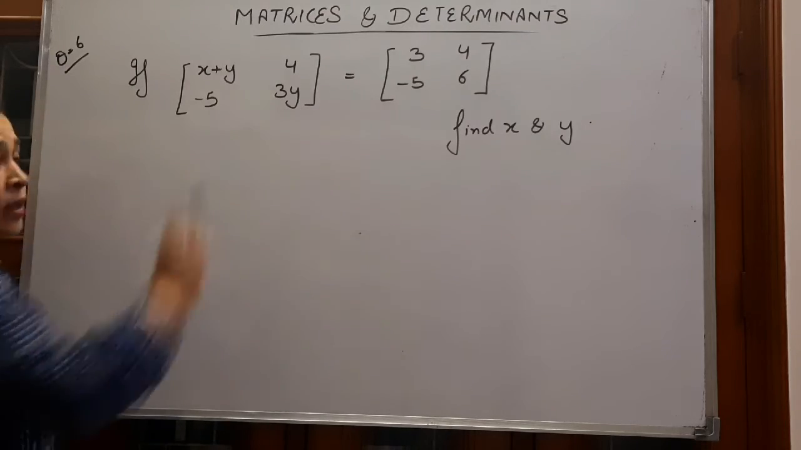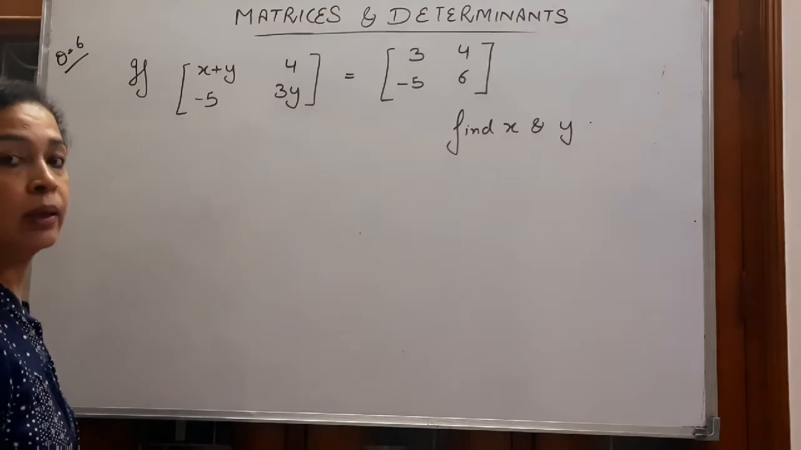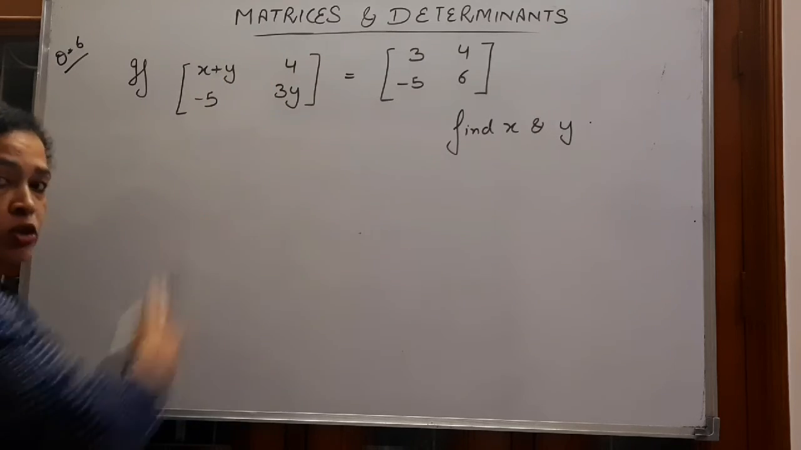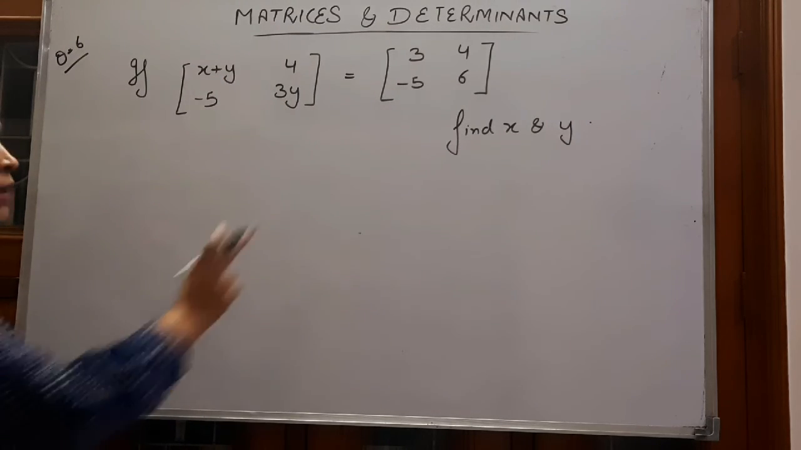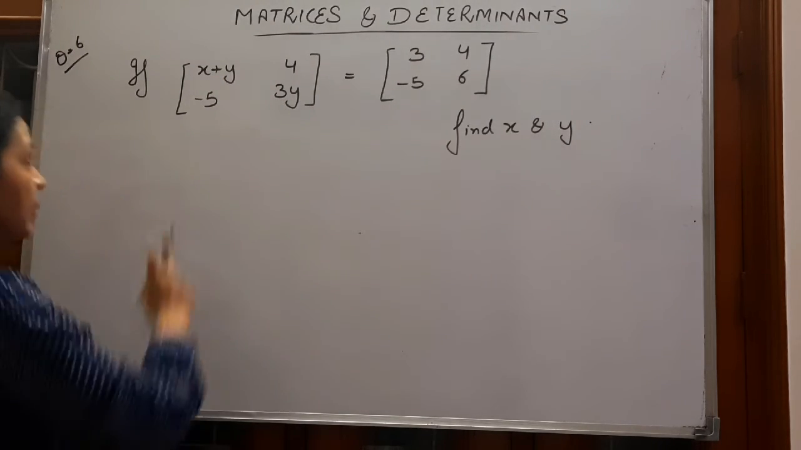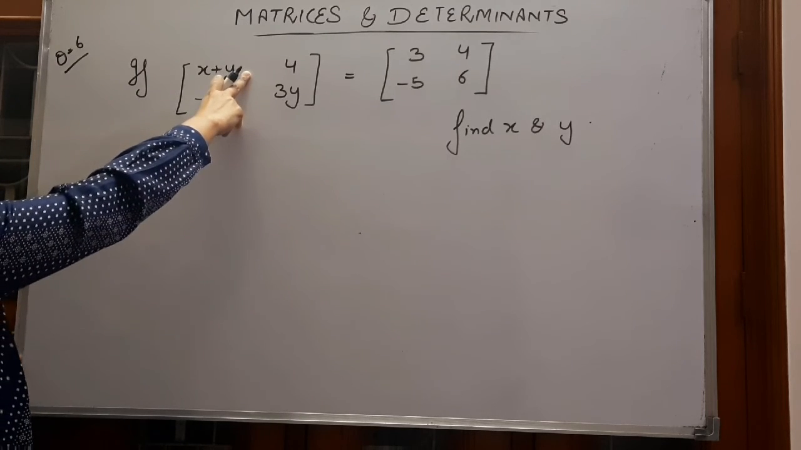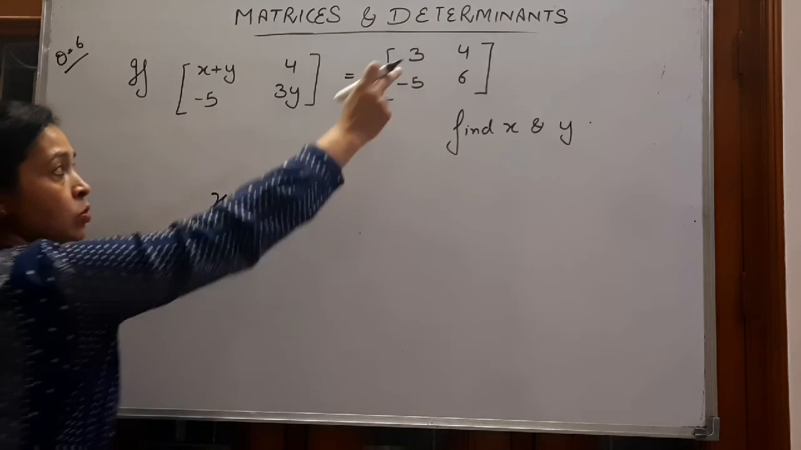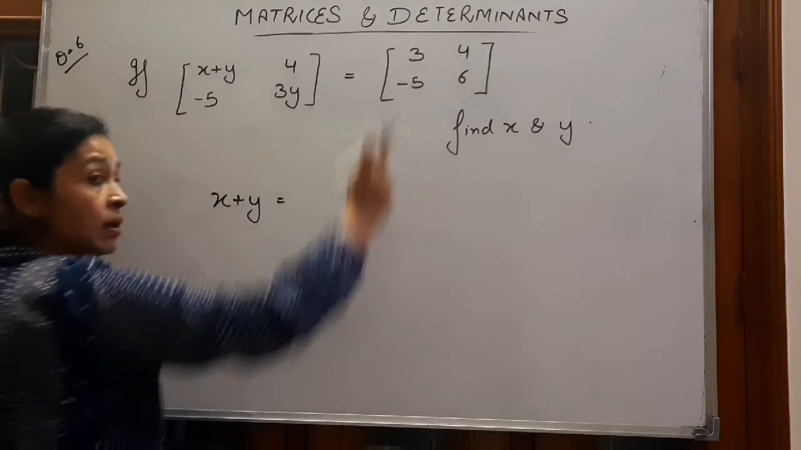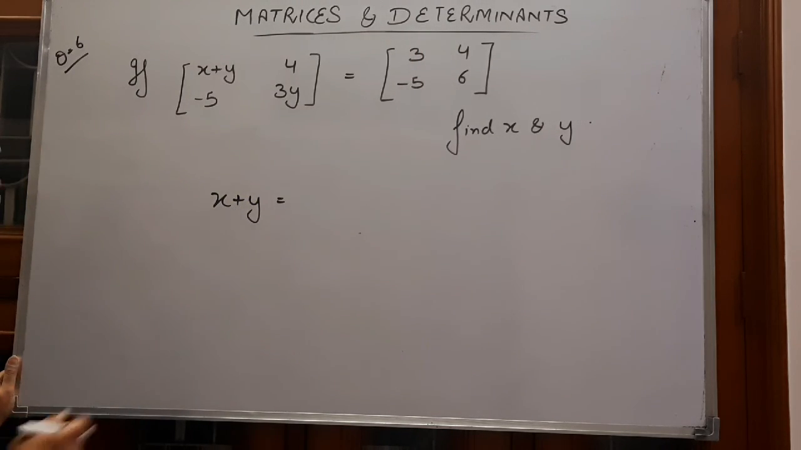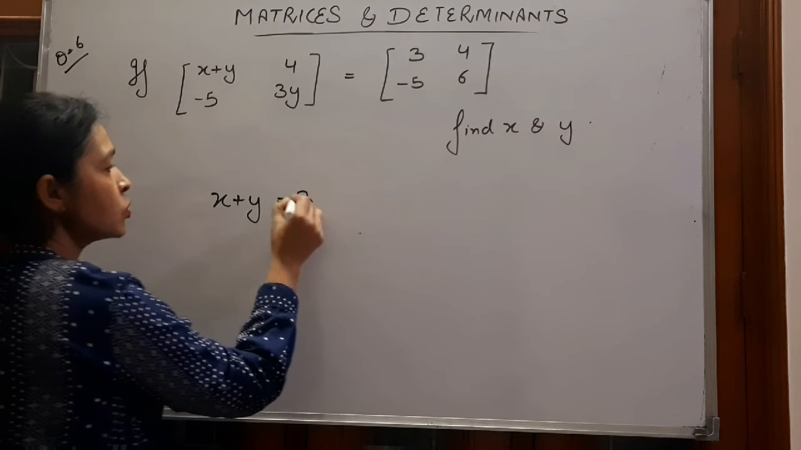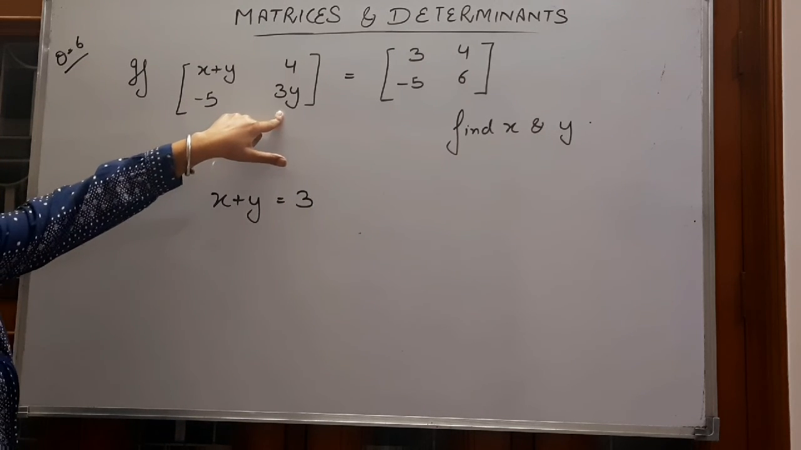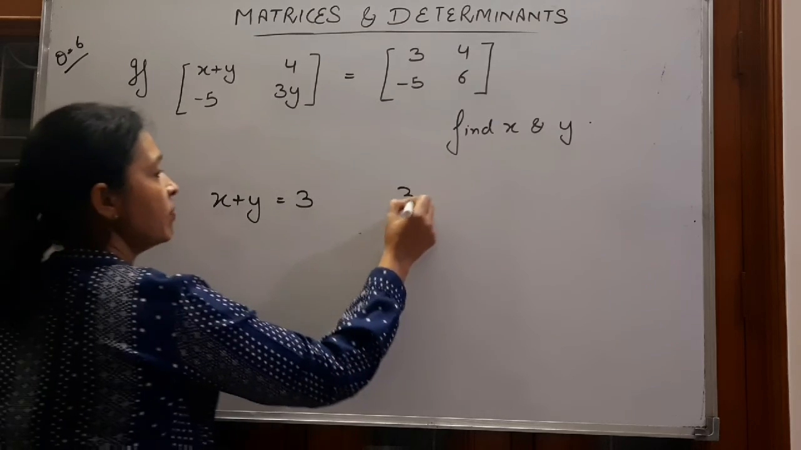It is given that two matrices are equal. If two matrices are equal, then their corresponding elements will be equal. We have to find the value of x and y. First element A11 is x plus y. It will be equal to B11, the element of the first row and first column in the second matrix, which is equal to 3. Now, the element of the second row, second column, that is 3y.